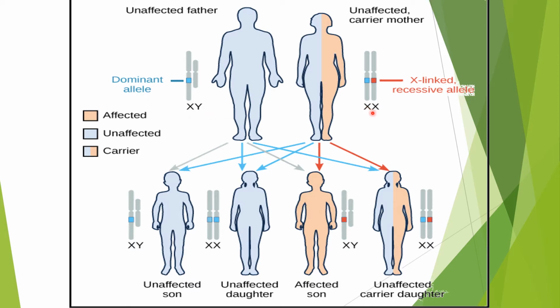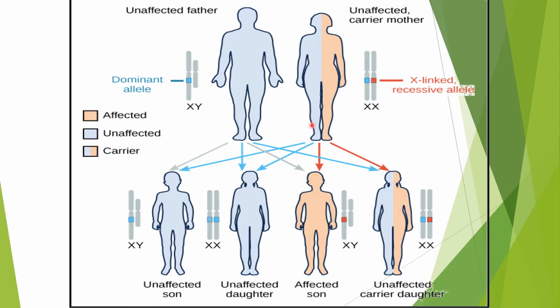Now look at the mother's genotype. The mother's genotype, it has got two X chromosomes, but on one of the X chromosome, the recessive gene is present. She is a carrier mother. Why she is a carrier mother? The reason is the dominant allele located on the other X chromosome suppresses the effect of this recessive allele. So she carries the gene, but she doesn't express the symptoms of this disorder.